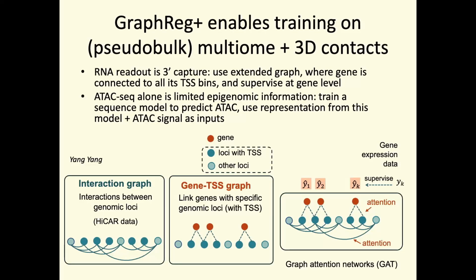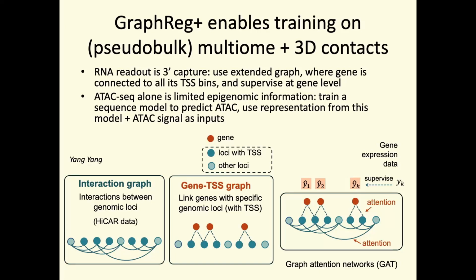So the first thing is we just extend the graph. For every gene, we look at all the annotated transcription start sites it has, and connect the gene to those genomic bins. So we're going to supervise at the gene level instead of the bin level, and we have an extended graph and also use graph attention on this part. The other thing is the ATAC-seq is not a very rich representation. It's not as rich as having all these different histone marks.